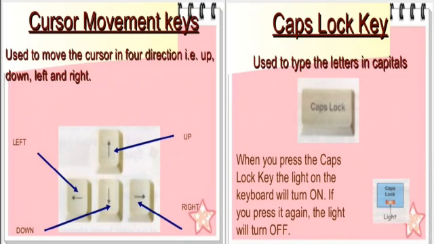Caps lock key, used to type the letters in capital. When you press the caps lock key, the light on the keyboard will turn on. If you press it again, the light will turn off.